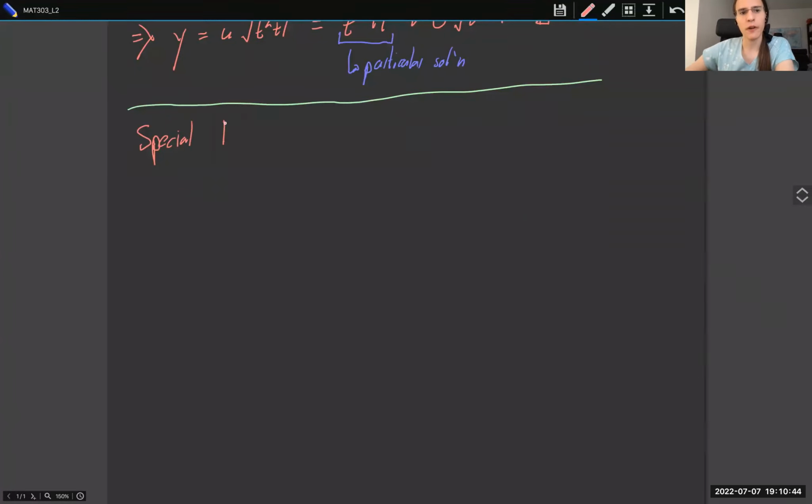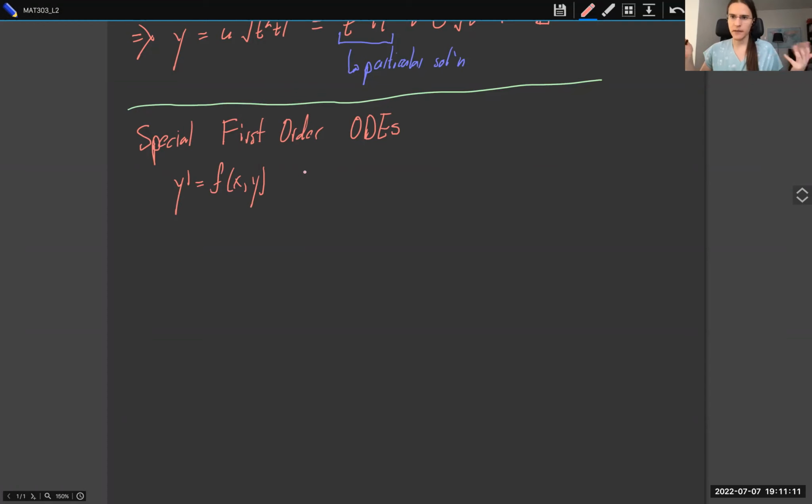First order ODEs. So remember, a first order ODE is something of the form y prime is equal to f of x, y, right? And the general interpretation of a first order ODE is that we have some direction field and we're trying to find integral curves to the direction field, right?